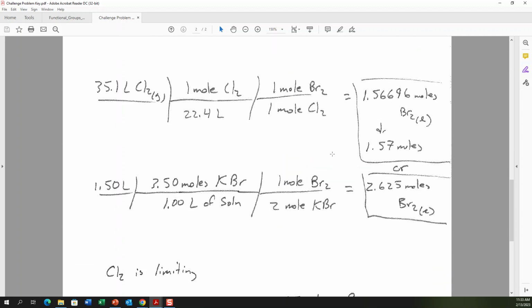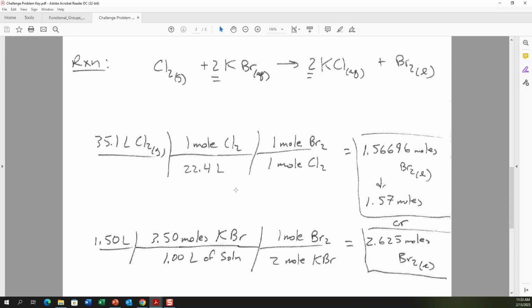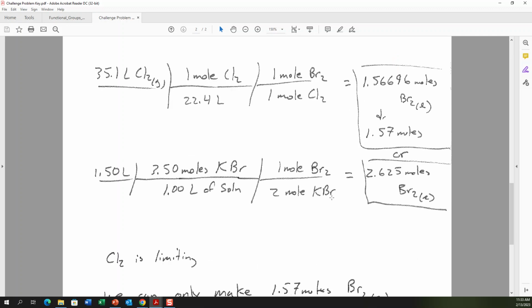So the first thing I'm going to do is the liters times the molarity will cancel out liters and give me moles of potassium bromide. Now again, in this case, it's a 1 to 2 mole ratio, so 1 mole of bromine for every 2 moles of potassium bromide. So if we do the math there, if all of the potassium bromide reacts, we can get 2.63 moles of bromine. So if all this reactant reacted, that's how much bromine we could get.